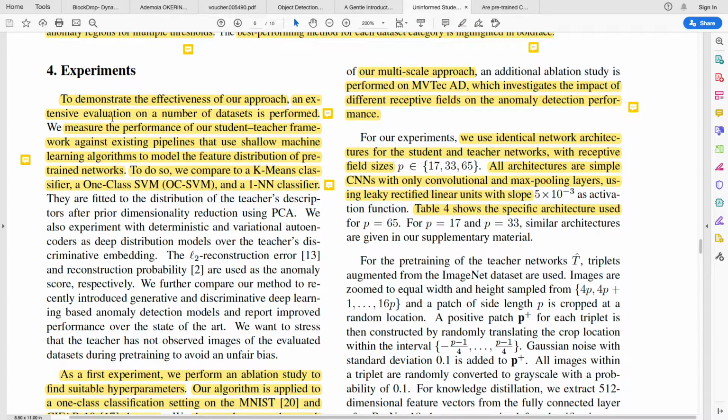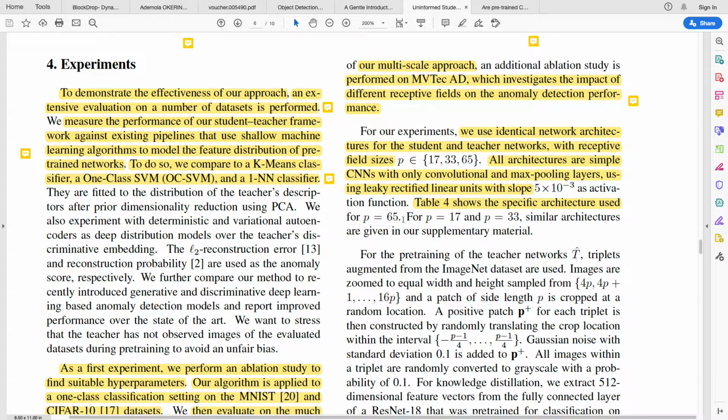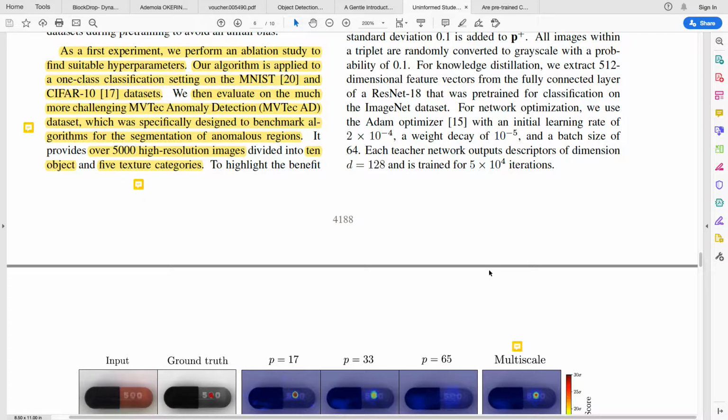So for the experiment they carried out, they carried out evaluation on a number of data sets, and they compare with some other methods, like the one-class neural network, one-class support vector machine, and k-means classifier. They experimented with a number of values for the receptive fields, and in most cases, what they did is they combined the different receptive fields in their own multi-scale approach.